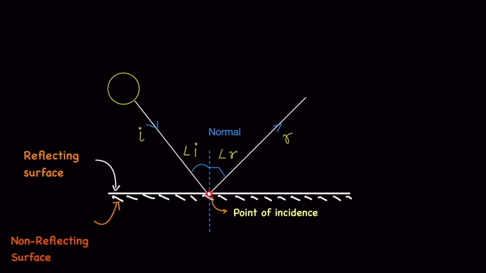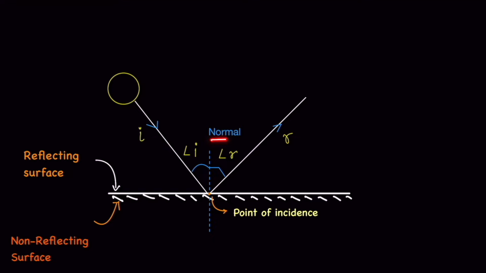When the incident ray touches the surface, that point is called the point of incidence. In this surface, the upward side is the reflecting surface and the downward side, which is represented as a dash, is a non-reflecting surface. Non-reflecting surface means reflection will not take place there. For reflection, we need a reflecting surface. So when the incident ray touches the point of contact, it gets reflected. Now the incident ray becomes the reflected ray.